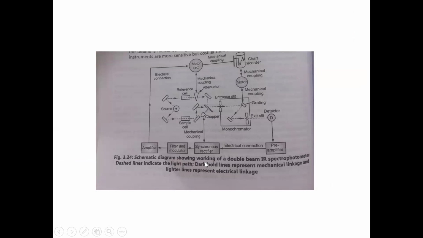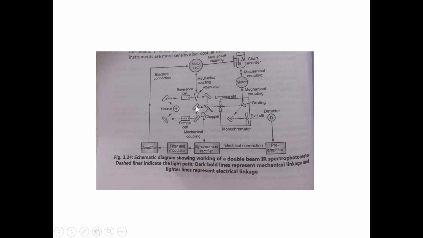This is the diagram showing double beam infrared spectrophotometer. First source నుంచి IR light produce అవుతుంది. Source gives IR light, IR radiation. ఈ IR radiation ను two parts గా split చేస్తున్నారు ఇక్కడ. One part is allowed to pass through the reference cell and second part is allowed to pass through the sample cell. IR light, reference cell నుంచి వచ్చిన IR light is made to fall on the mirror and sample cell నుంచి వచ్చిన IR light is made to fall on the mirror.